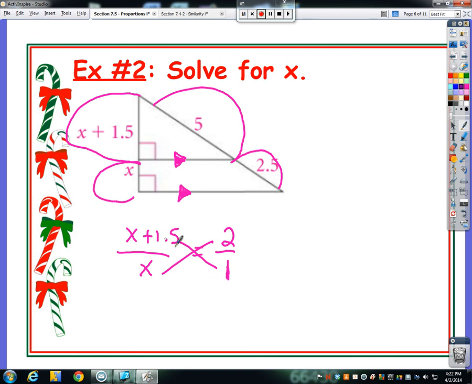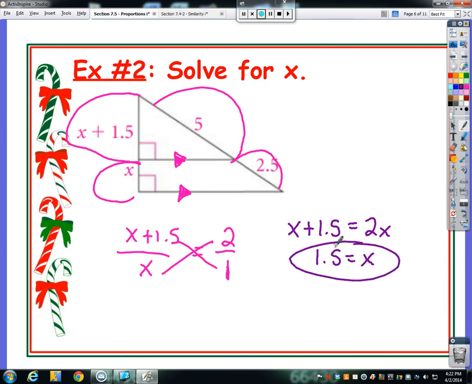So cross multiplying this way, well, I get x plus 1.5. Cross multiplying this way, I get 2x. Subtract the x over, and I get that x is 1.5. And I'm done.